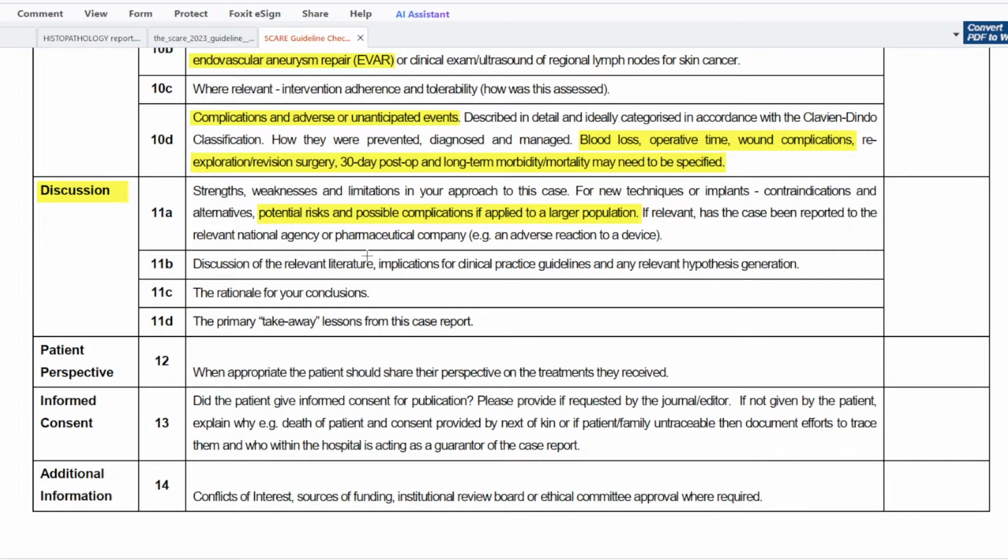Patient perspective. When appropriate, the patient should share their perspective on the treatments they received.